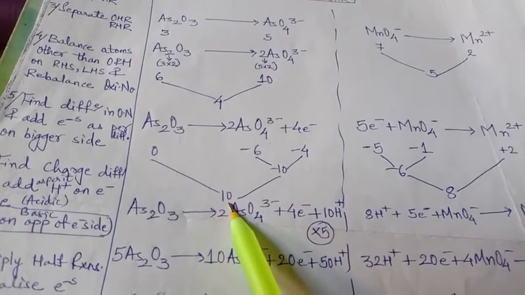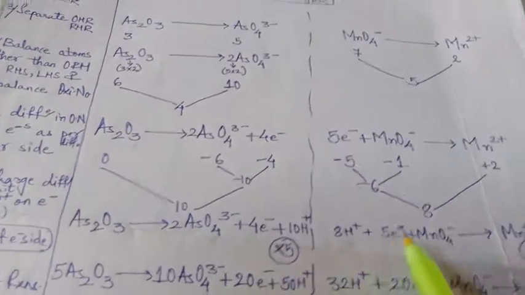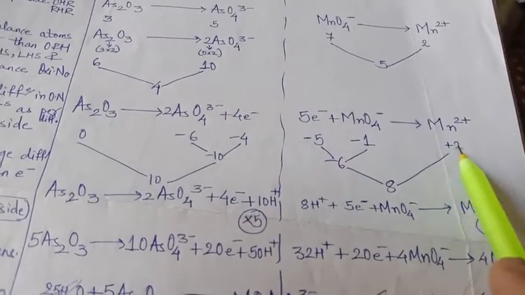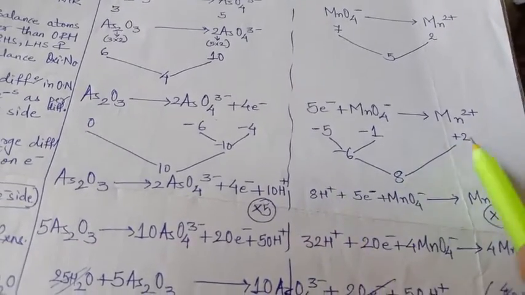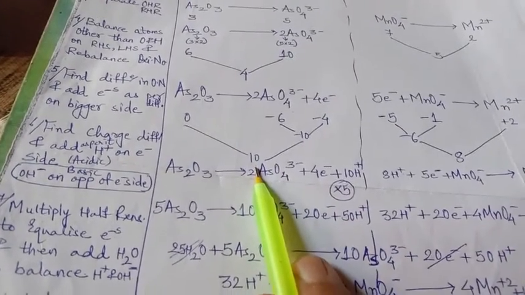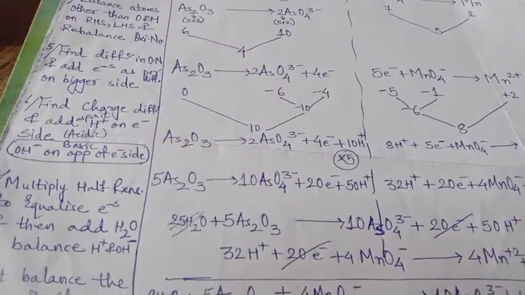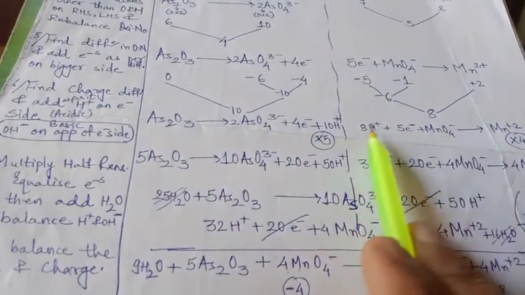So 10 hydrogen is to be added on the bigger. So 10 is the bigger and we will add on this side. Here 8 hydrogen is to be added, that is on minus 6. This is plus 2. As I told, don't worry about this sign. So 6 is bigger than 2, so 8H plus will be added here. But if it is basic, then instead of H plus you will have to add 10 OH minus. But at that time 10 is bigger, so you will have to add OH minus on the opposite side. That is the only difference. After adding, here I will add 10H plus, here I will add 8H plus.